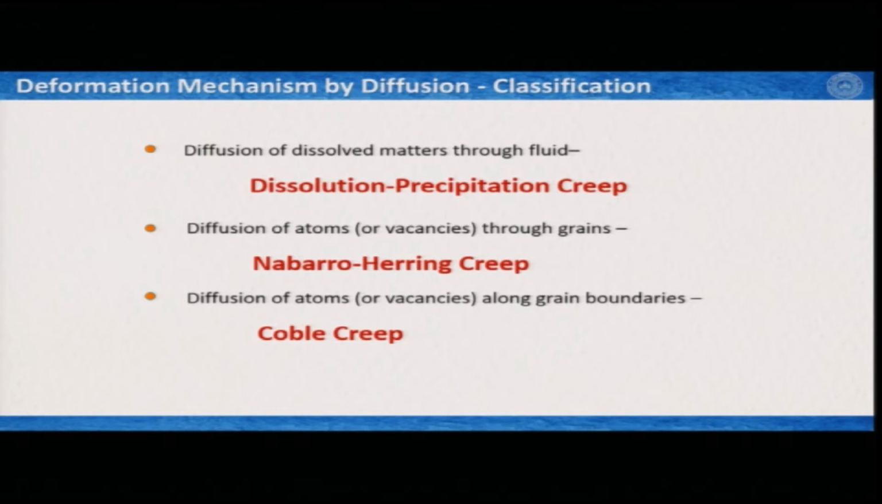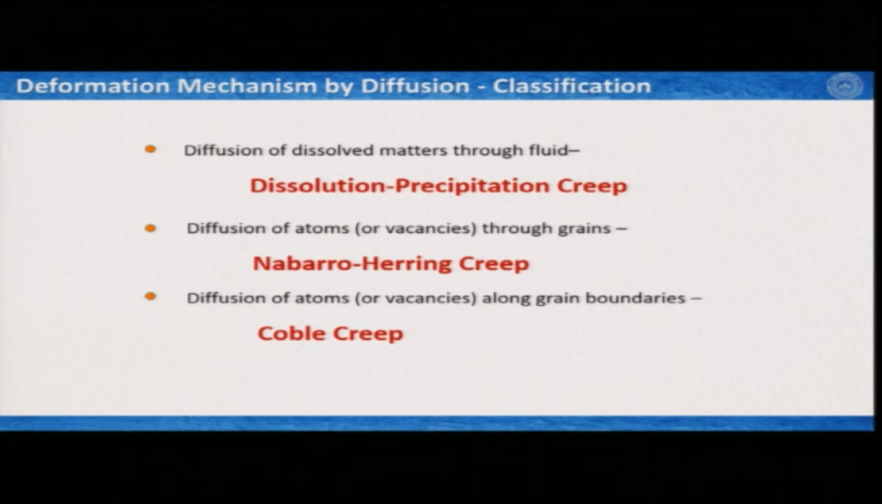Then diffusion of atoms or vacancies through grains. When that happens, we call it Nabarro-Herring creep. And if the diffusion of atoms or vacancies happens along the grain boundaries, then this is known as Coble creep. So, we will take them one after another. First, we will look at dissolution precipitation creep, then Nabarro-Herring creep, and then Coble creep.